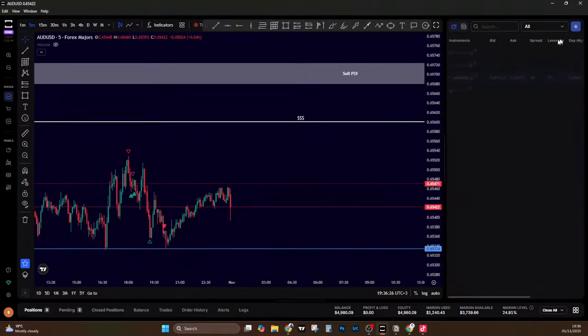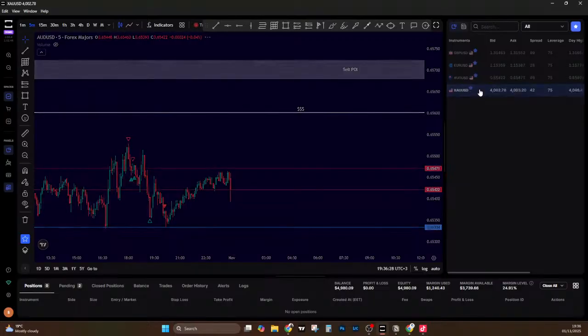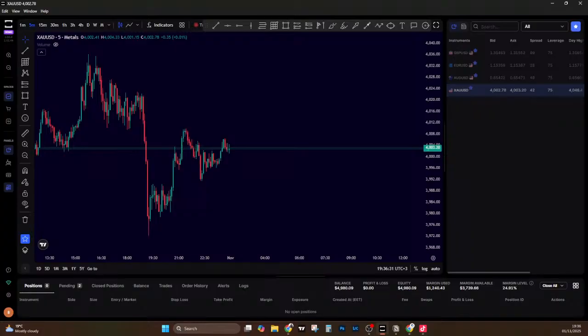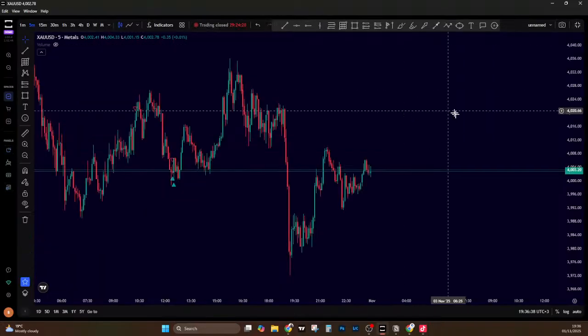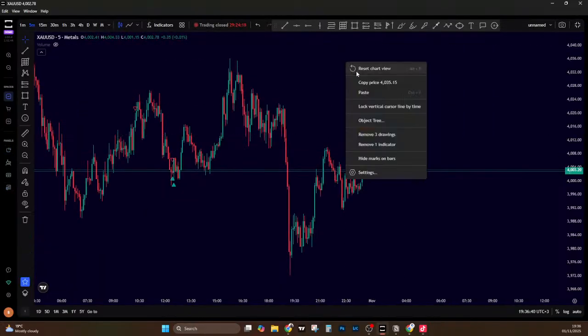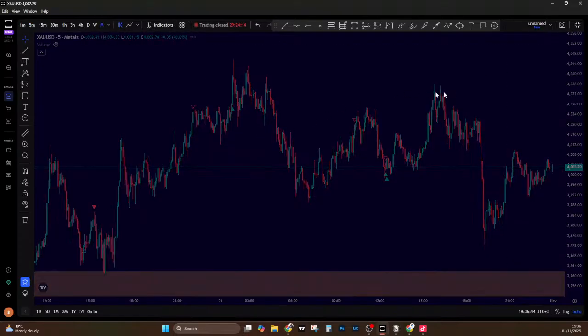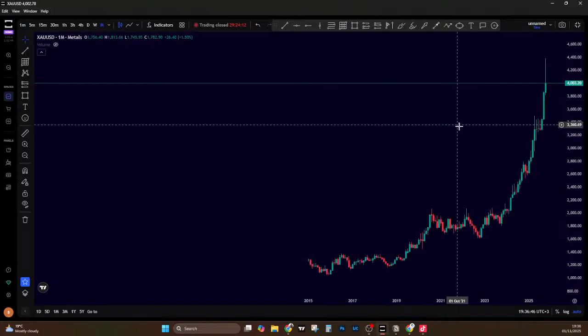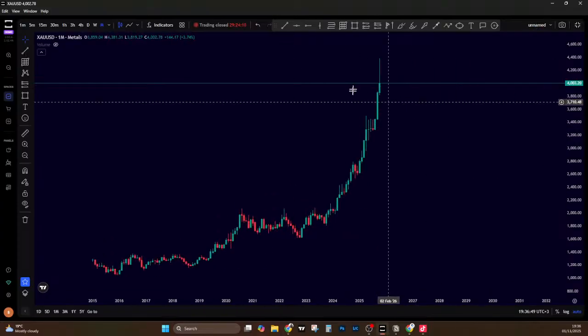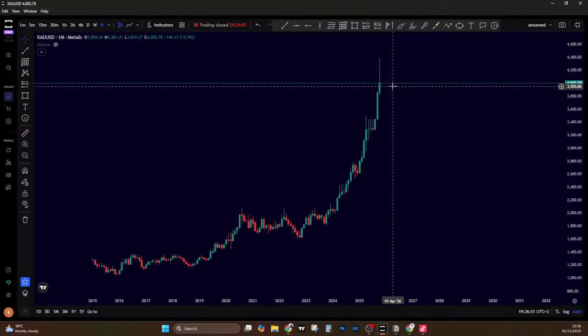So gold people, we are here now. Gold people, you are waiting for this. The crazy pair is gold. We are here in the crazy pair. So monthly, what is happening with gold? We see a strong rejection in the monthly.